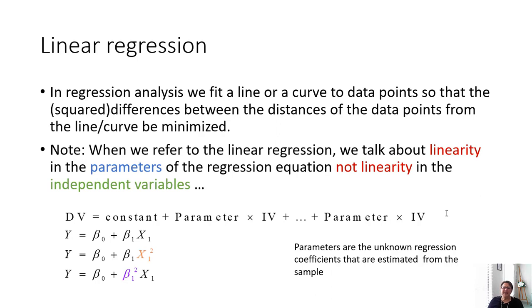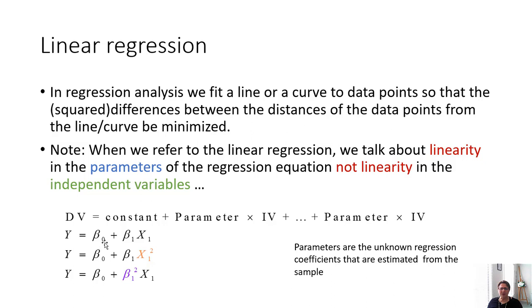Now, remember that in regression analysis, we fit a line or a curve to data points so that the squared differences between the distances of the data points from the line or curve are minimized. And note that when we refer to linear regression, we talk about linearity in the parameters of the regression equation, not the linearity in the independent variables. So the parameters beta 0 and beta 1, as long as beta 0 and beta 1 are linear in your formula, you have got linear regression.